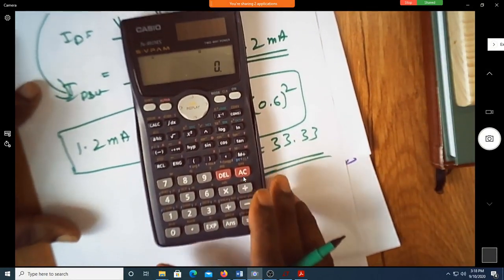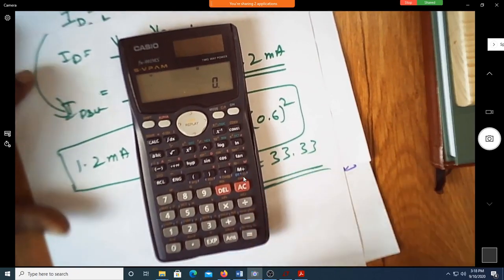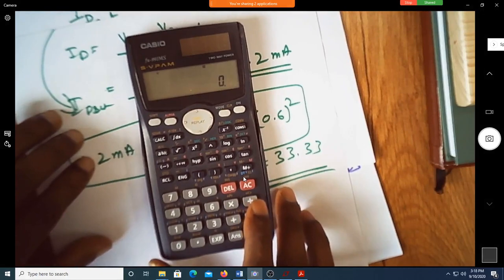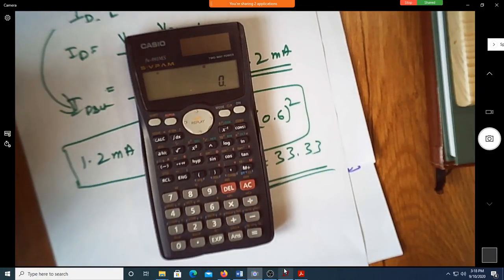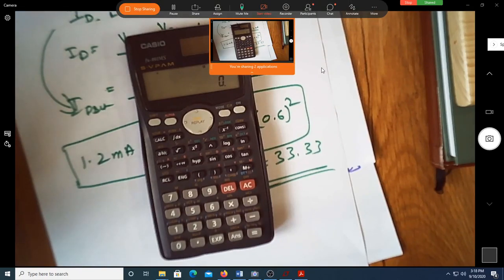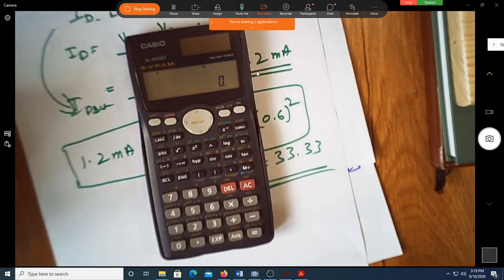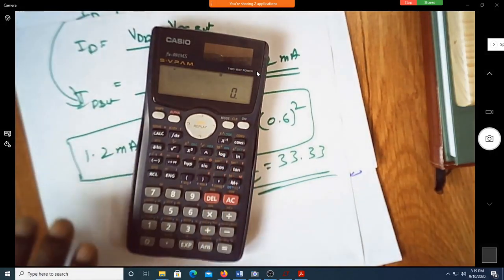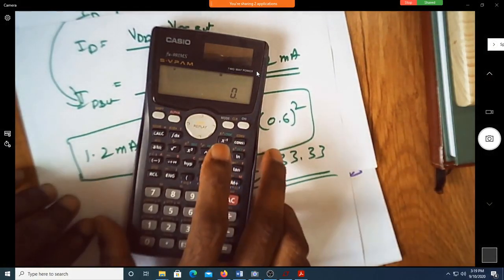Okay, can you all see my calculator? Is it not visible? Now it is visible. Okay, my screen is not visible? Okay. Fine. For others, this screen is visible, no? Sorry, my calculator.